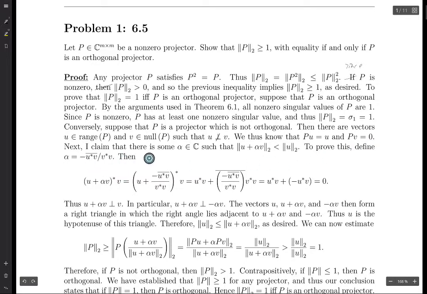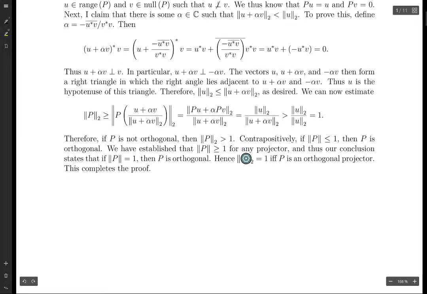Next, I claim that there is some scalar alpha such that the two norm of U plus alpha V is strictly less than the two norm of U. So what's going on here? Let's draw a picture. We've got this vector U here, and we've also got a vector, let's call it V, over here. Now, this angle formed between U and V cannot be 90 degrees.